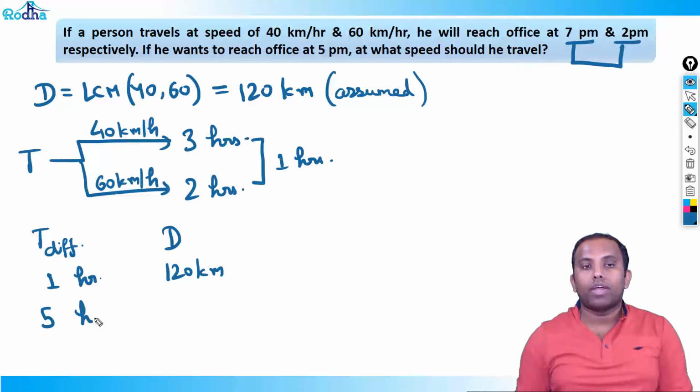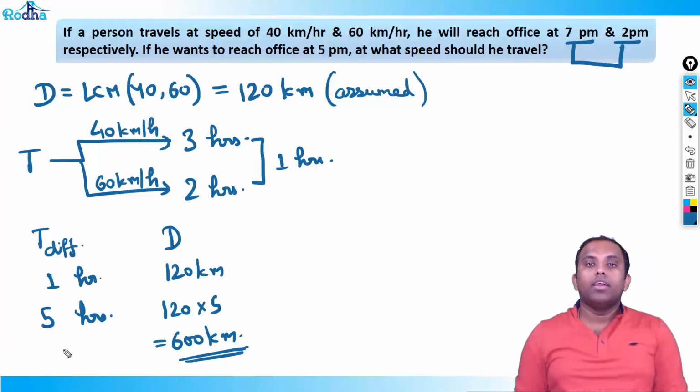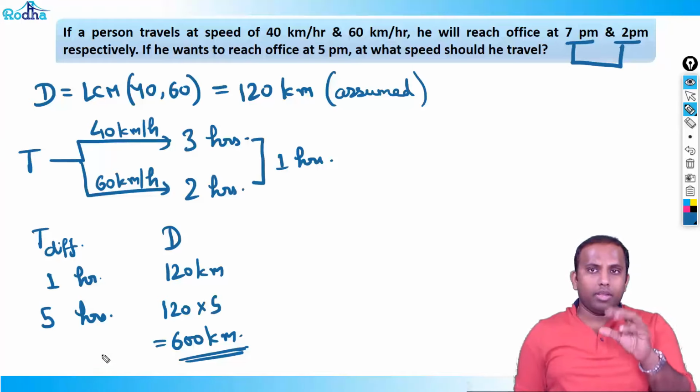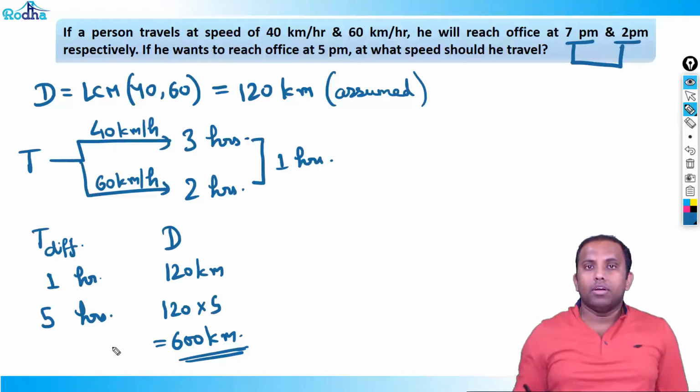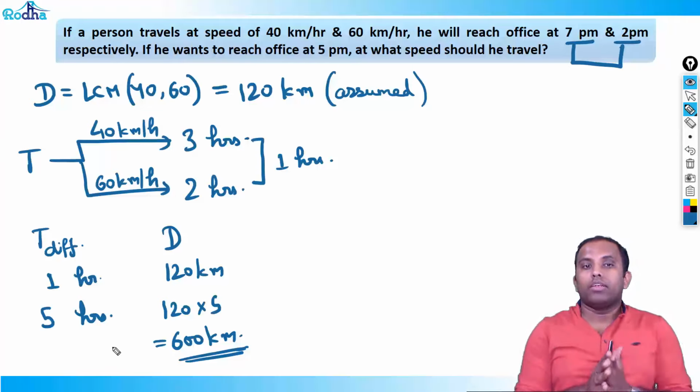Time difference of 5 hours. What is the distance? 120 into 5. So distance is 600 kilometer. Correct. Distance is 600 kilometer. Now pay a little more attention here, because this is a good question with respect to previous questions. The distance we got is 600 kilometer.